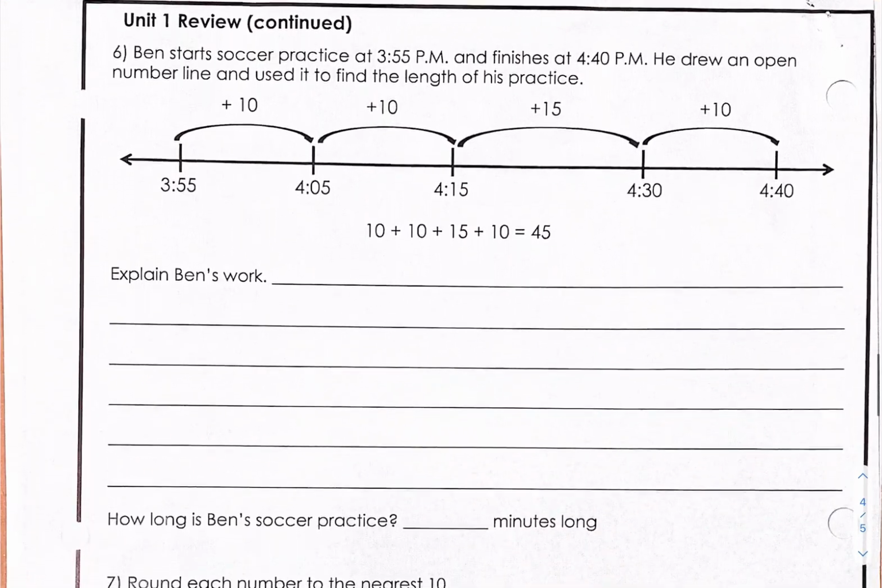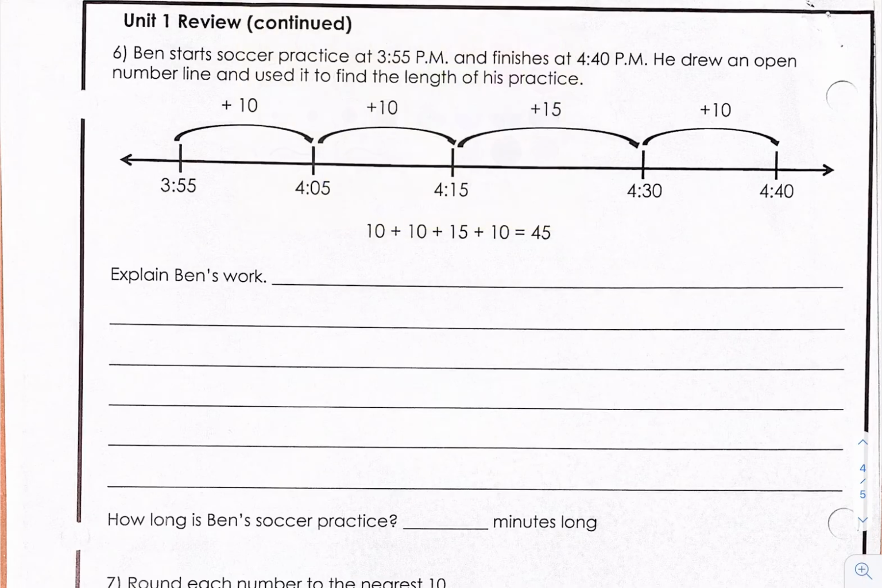Let's look at number 6. Ben starts soccer practice at 3:55 p.m. and finishes at 4:40 p.m. He drew an open number line and used it to find the length of his practice. So here is his work. You need to explain Ben's work. So what he did, explain with words. And then how long? Don't forget to answer this part here. How long is Ben's soccer practice?